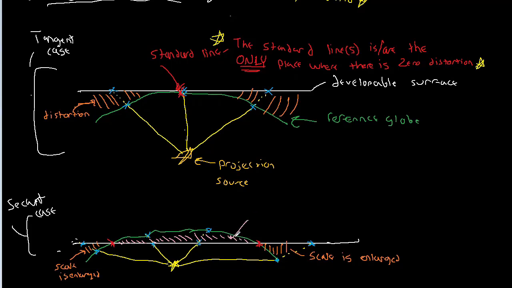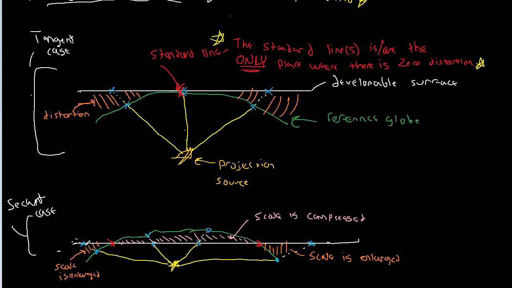right? In this case, the developable surface is actually closer to the projection source than the reference globe. And in this case, you can actually see that the scale is compressed. Meaning that the light source is hitting the developable surface before the reference globe, meaning objects are actually closer together on the developable surface than they would be in the real world.